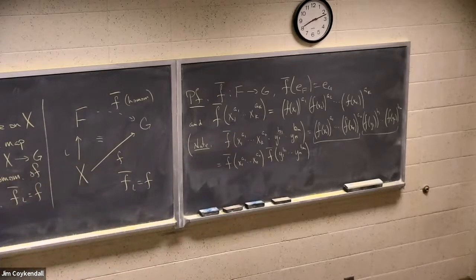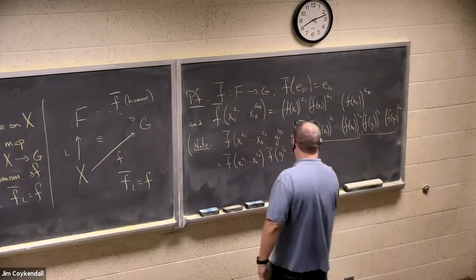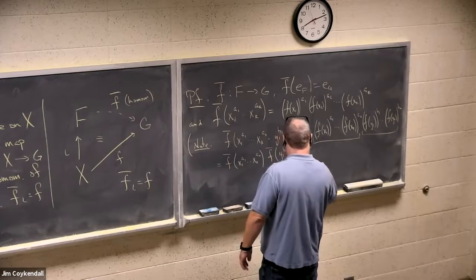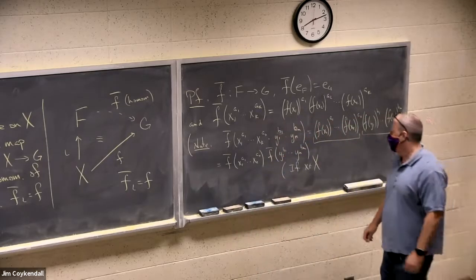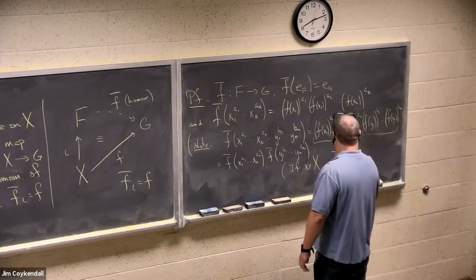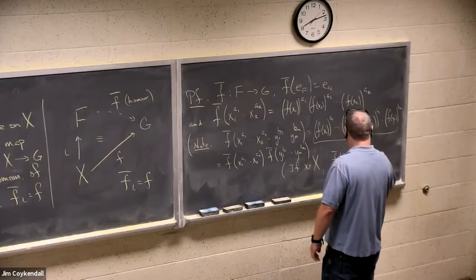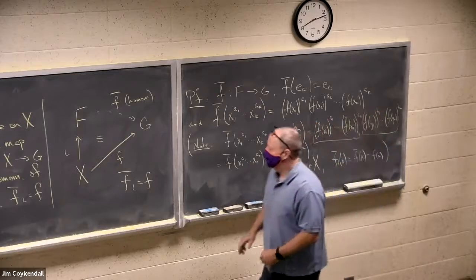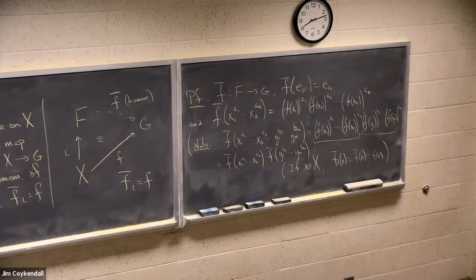Okay, and let me also point out that if x is in X, then f bar iota of x is f bar of x, which is f of x. And so we've got the diagram commuting here.